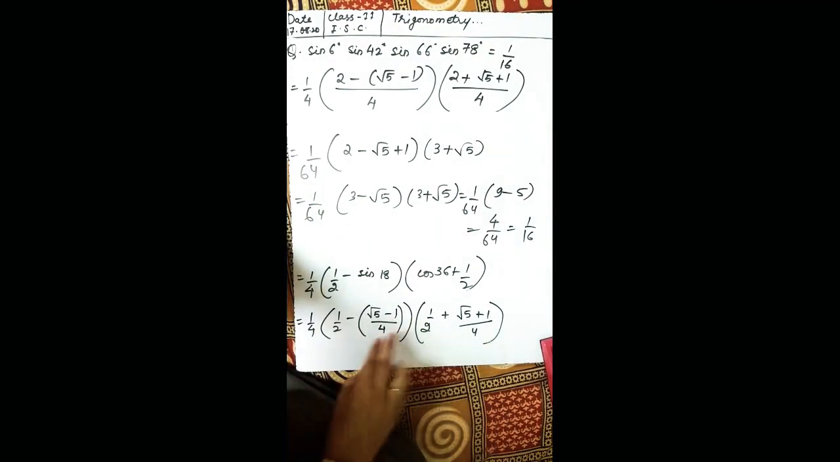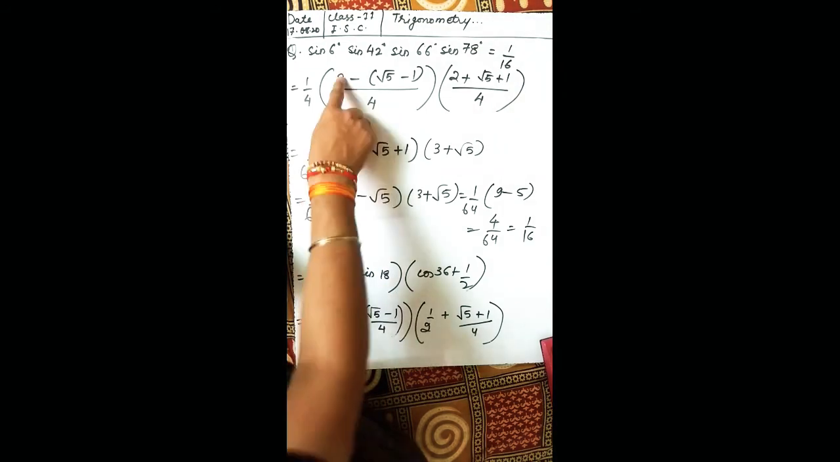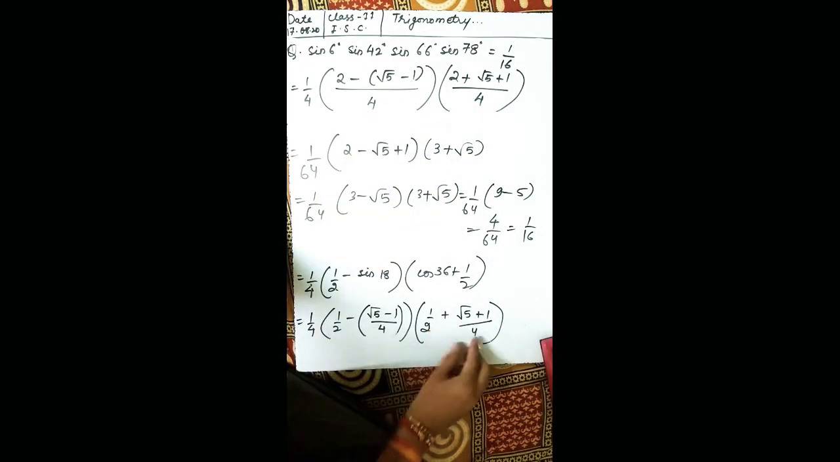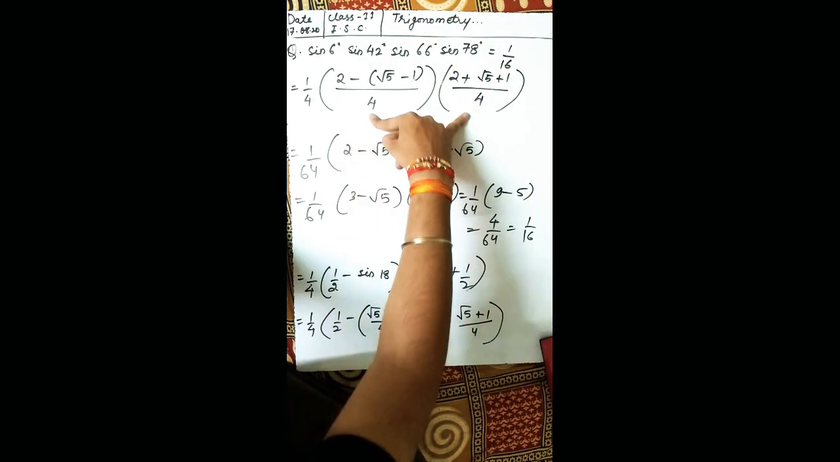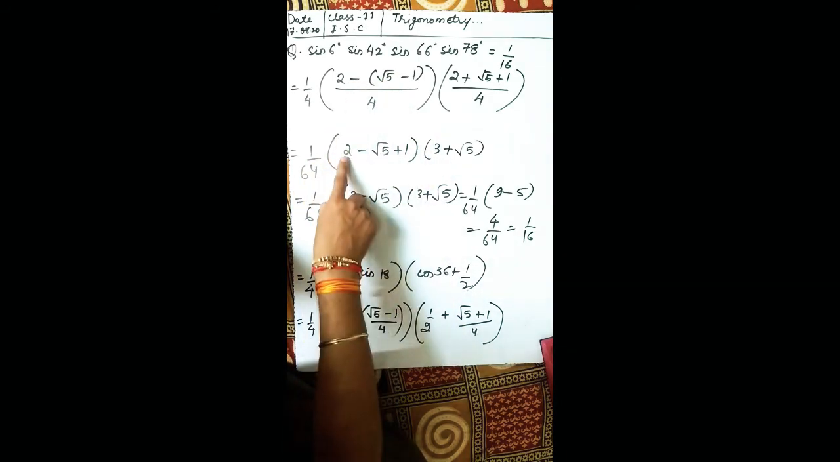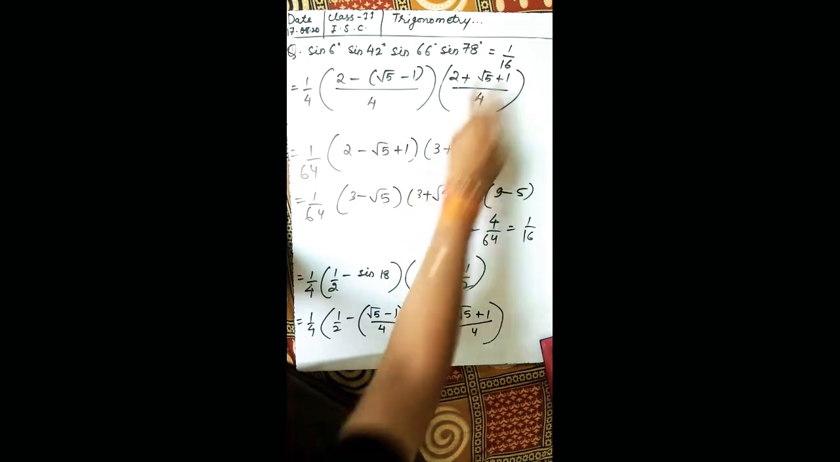Okay, so after this step I've taken LCM here. So the LCM will be what? 2 minus root 5 minus 1 whole upon 4, and here taking LCM to make 4 as a fraction, so I've multiplied 2 plus root 5 plus 1 upon 4. 4 into 4, 16 into 4, 64. I've written here. Take minus inside, so 2 minus root 5 and minus minus plus 1, and 2 plus 1, 3, root 5.